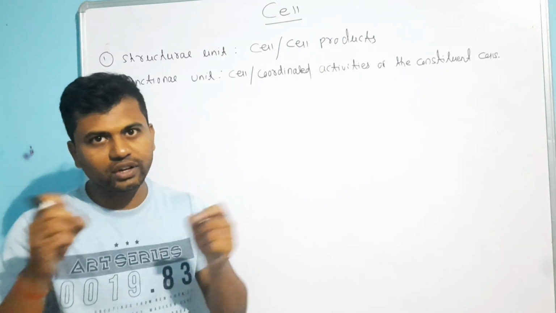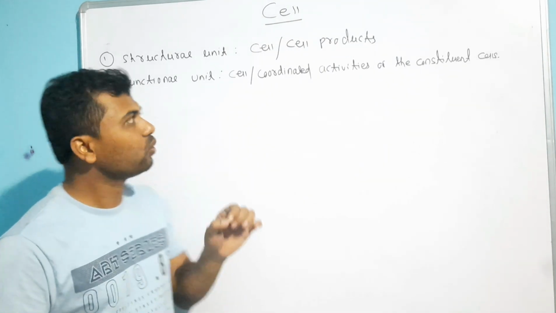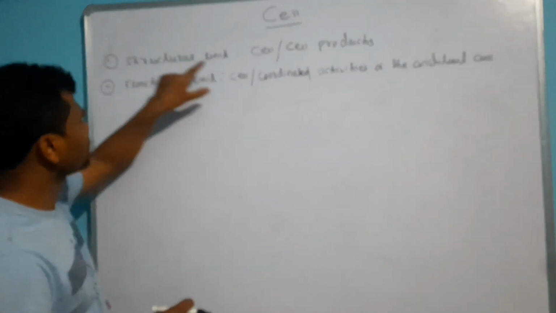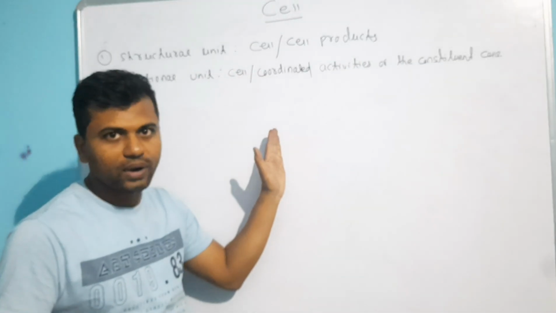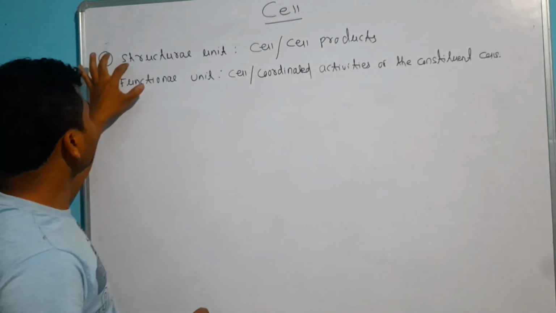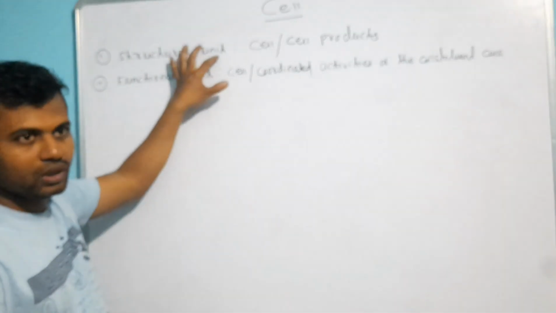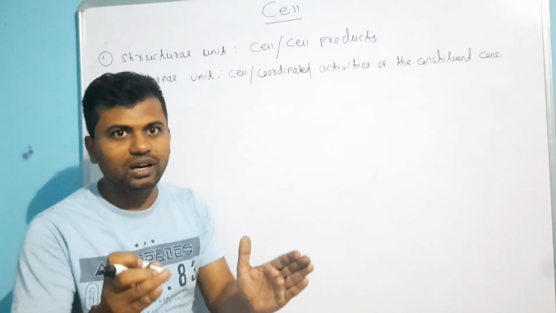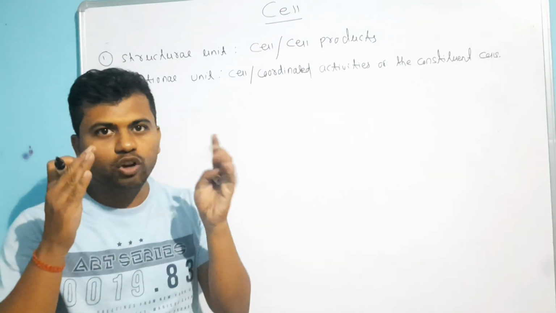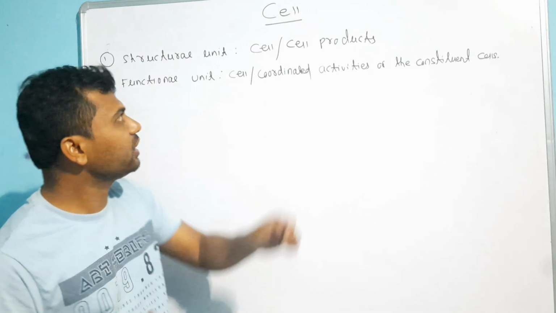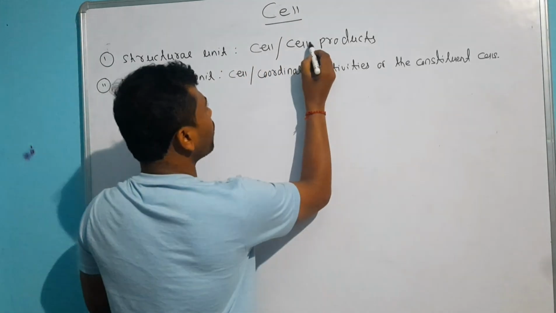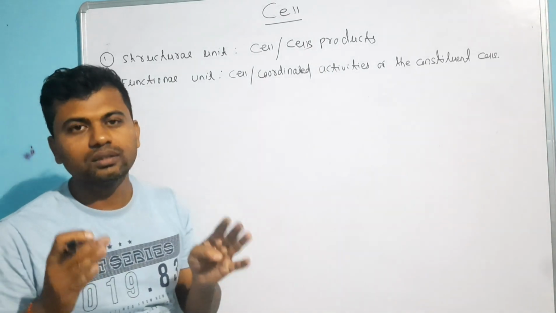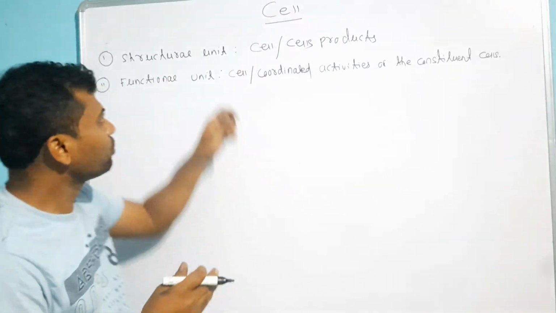So to explain the definition, we have to explain why we say the cell is the structural unit and why we say the cell is the functional unit. So first we will explain why we say the cell is the structural unit. The cell as the structural unit implies the body of all living organisms is composed of cell or cells and cell products.